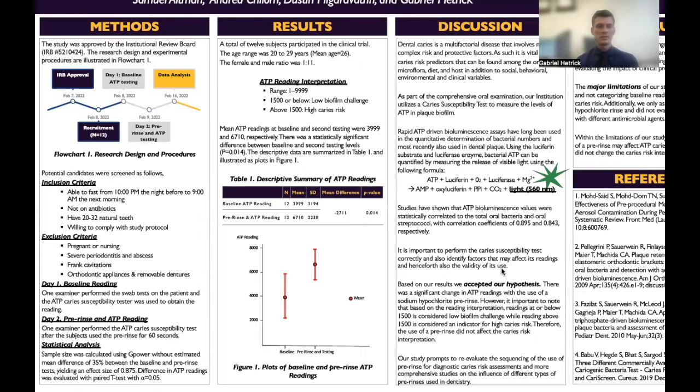In table 1, there's a descriptive summary of our day 1 and day 2 pre-rinse ATP readings. With day 1, the mean is 3,999, and day 2, 6,710. These numbers are also illustrated in figure 1 with the line plot that shows a large leap from day 1 to day 2. There was a statistically significant difference between day 1 and day 2. There was an increase with the use of the pre-rinse.